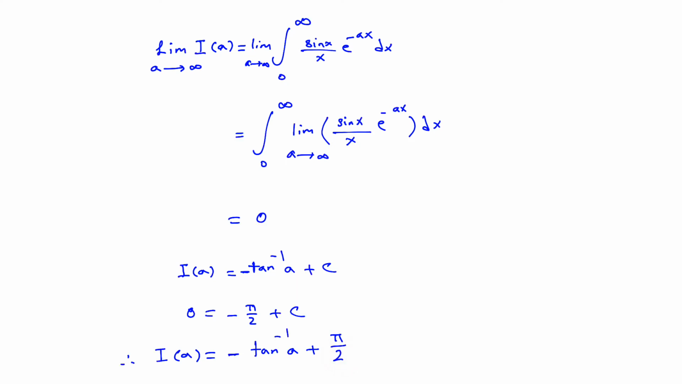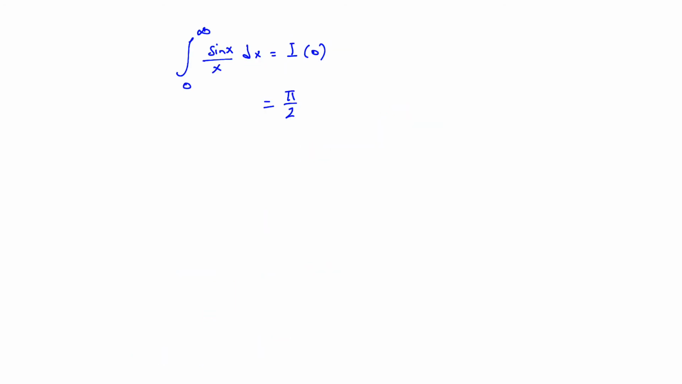We are looking for integral 0 to infinity of sine of x over x dx, which is I at 0. I at 0 is negative tan inverse of 0 plus pi over 2, which is pi over 2. Therefore, integral 0 to infinity of sine of x over x dx is pi over 2.